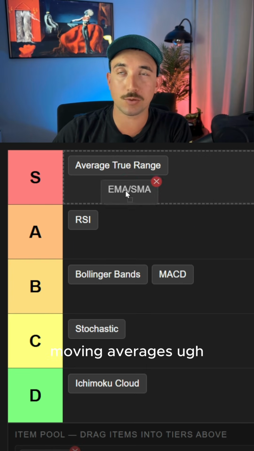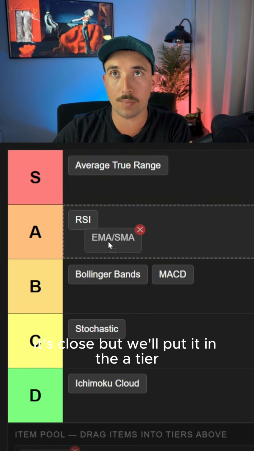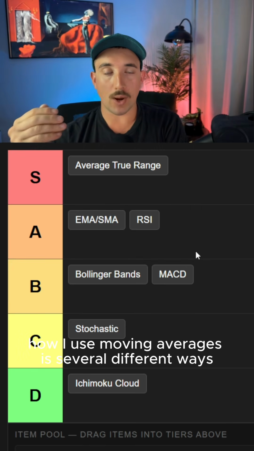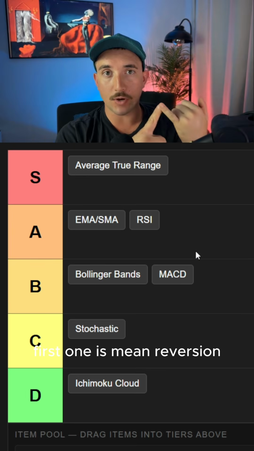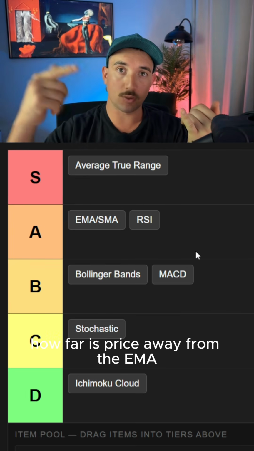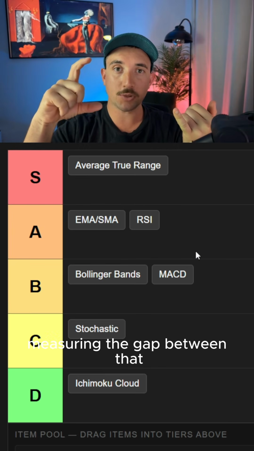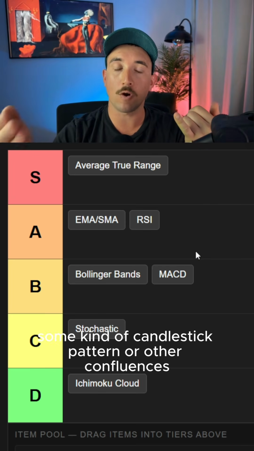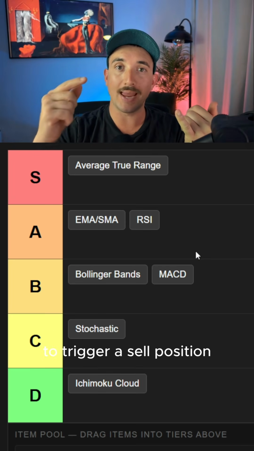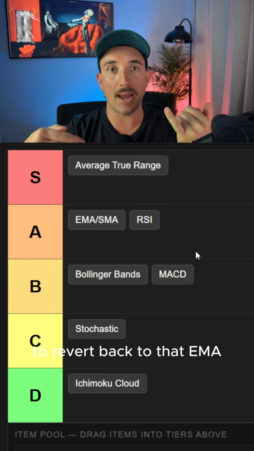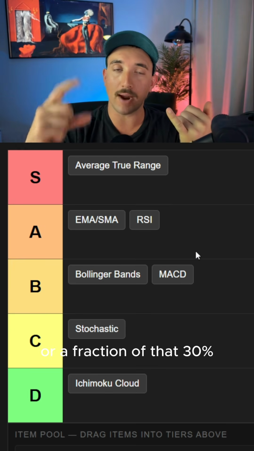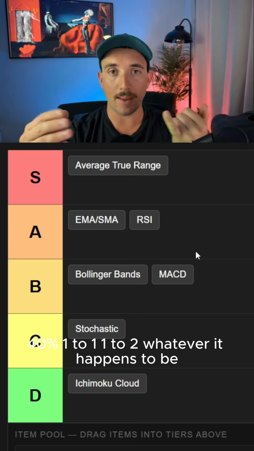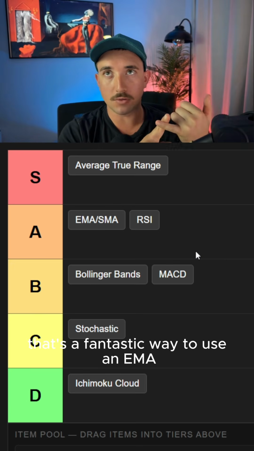Moving averages, it's close, but we'll put it in the A tier. How I use moving averages is several different ways. First one is mean reversion. How far is price away from the EMA, measuring the gap between that and then getting some kind of candlestick pattern or other confluences to trigger a sell position to revert back to that EMA or a fraction of that, 30%, 40%, 1-to-1, 1-to-2, whatever it happens to be. That's a fantastic way to use an EMA.